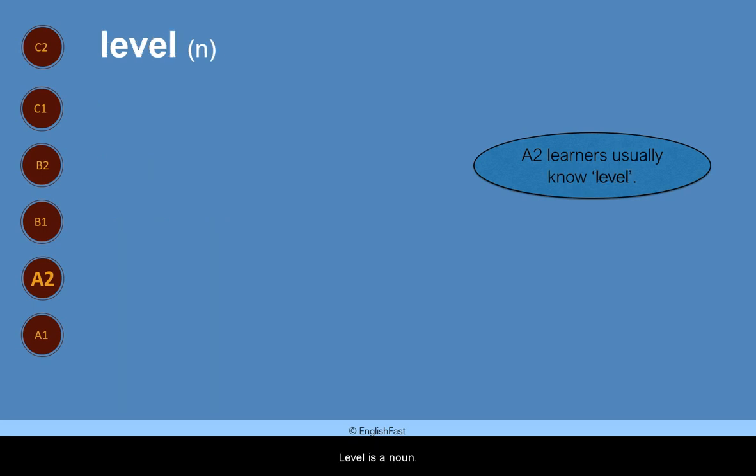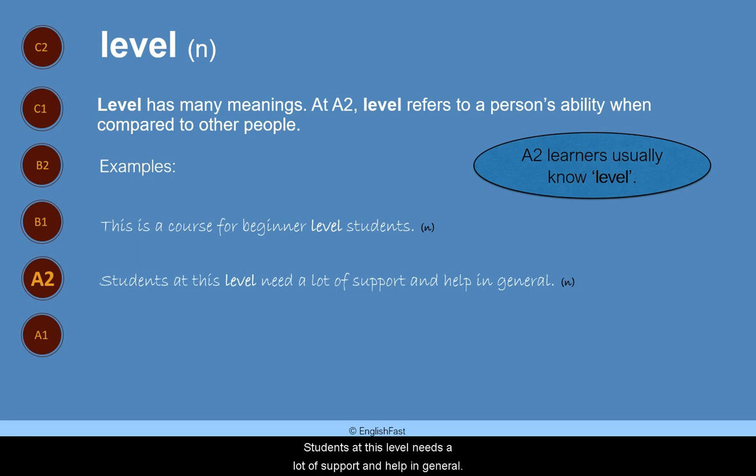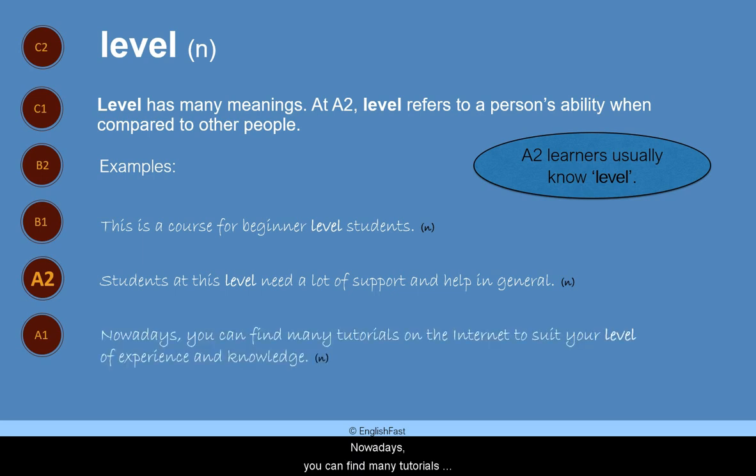Level. Level is a noun. A2 learners usually know level. Level has many meanings. At A2, level refers to a person's ability when compared to other people. Here are some examples. This is a course for beginner-level students. Students at this level need a lot of support and help in general. Nowadays, you can find many tutorials on the internet to suit your level of experience and knowledge.